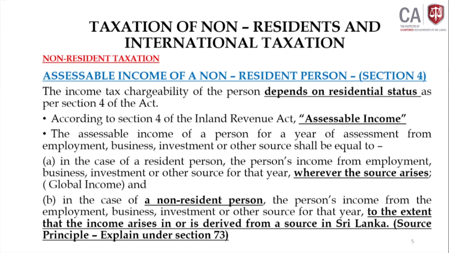Part B, in the case of a non-resident person, the person's income from employment, business, investment or other source. Even for the non-resident person, the same income sources. Here, to the extent that the income arises in or is derived from, underline or highlight this one, source in Sri Lanka. Then with reference to a non-resident person, we are not looking at the world income.